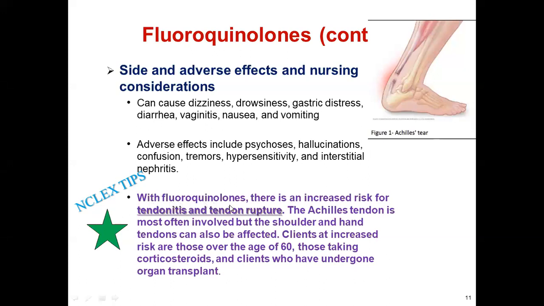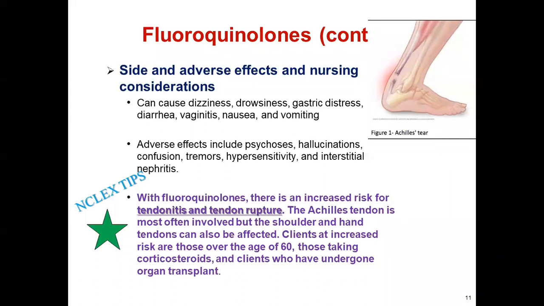With fluoroquinolone, there is an increased risk for tendonitis or tendon rupture. The Achilles tendon is most often involved, but the shoulder and hand tendons can also be affected. Clients at increased risk are those over the age of 60, those taking corticosteroids, and clients who have undergone an organ transplant. Steroids can increase the effect of fluoroquinolone, and patient age can also lead to tendon rupture, an Achilles tear.